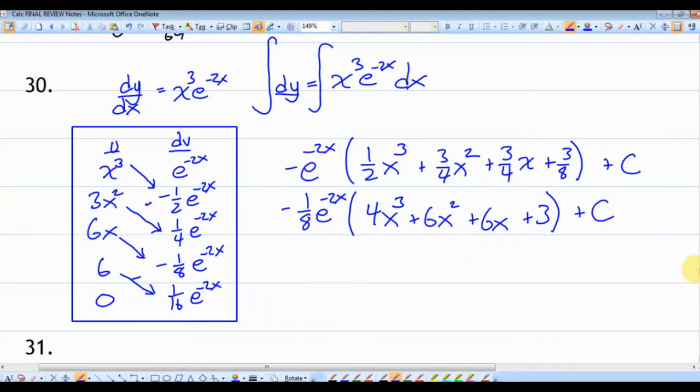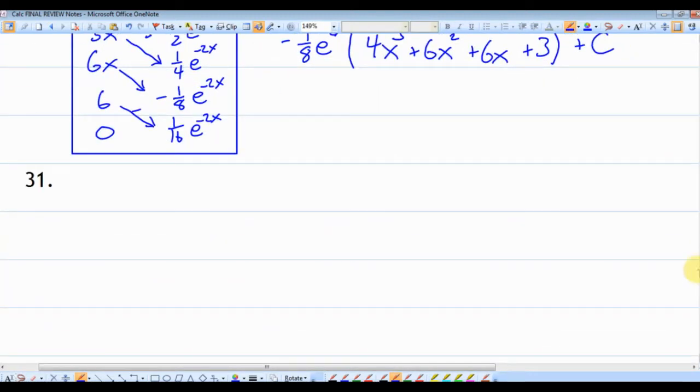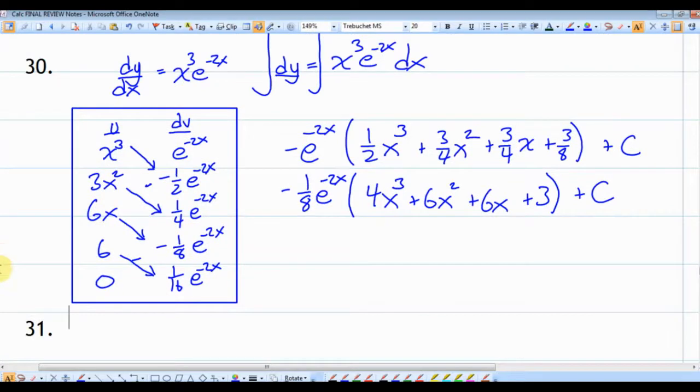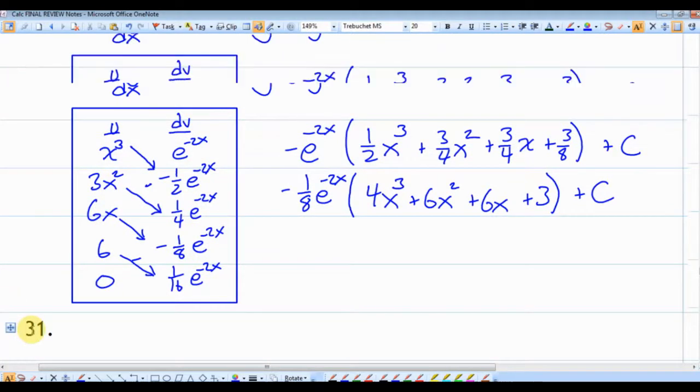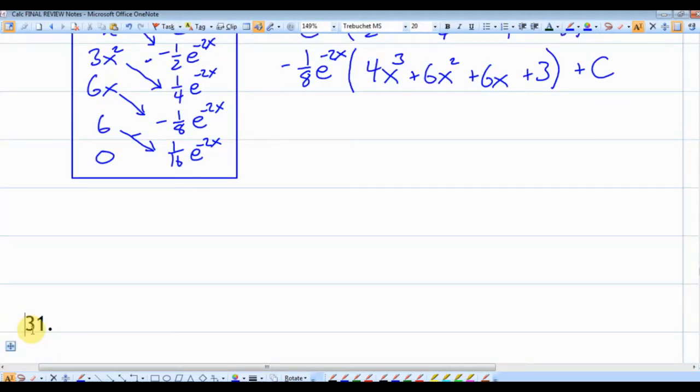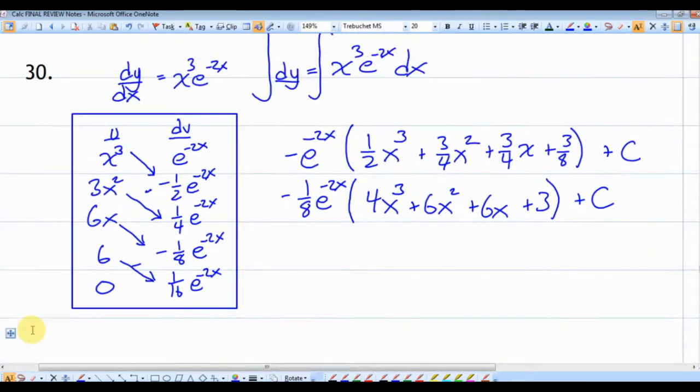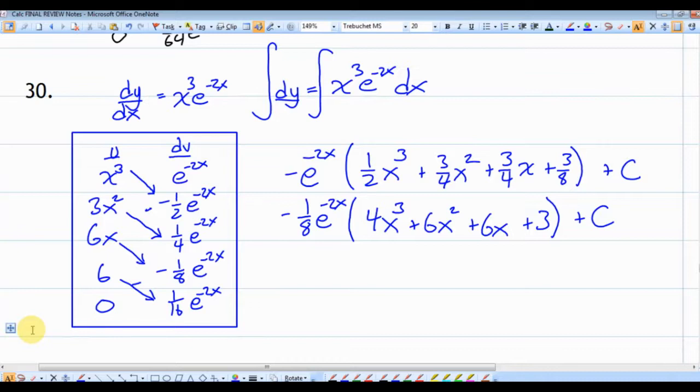The tabular method box. Should we do 31? Yeah, we need to plug it in for C. We have, is it 1, 0? No, 0, negative 1. Y is negative 1, so 0, negative 1, right? Yes. The whole thing is y.